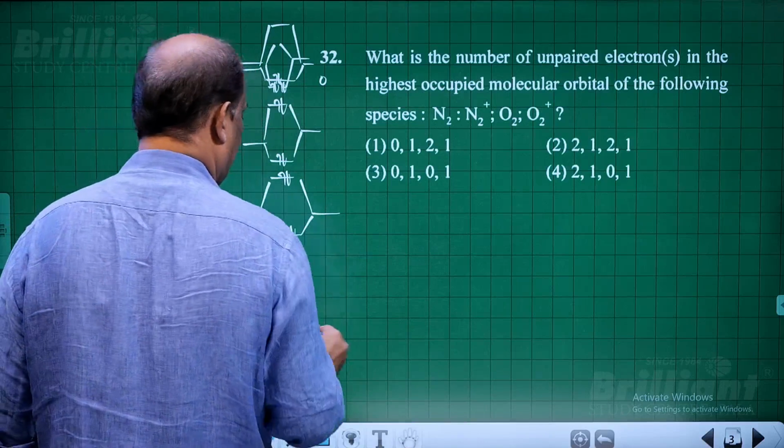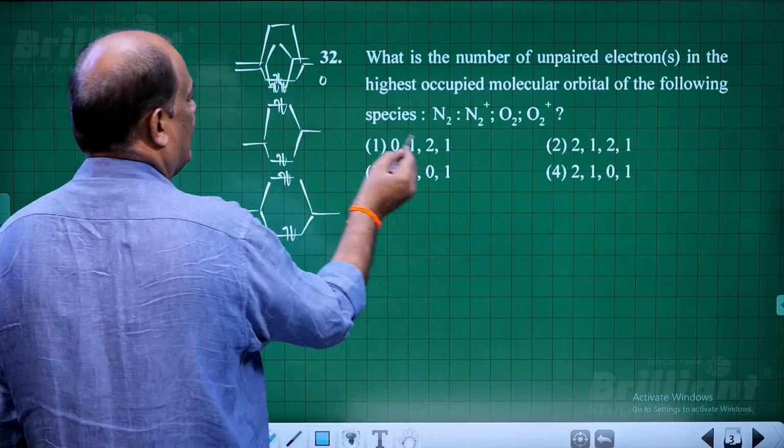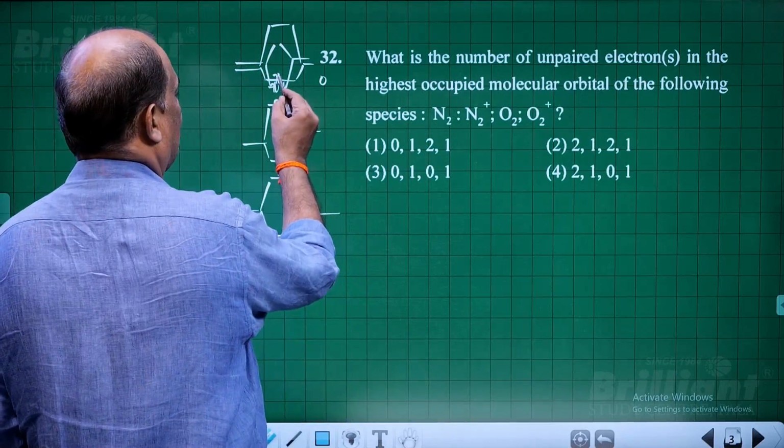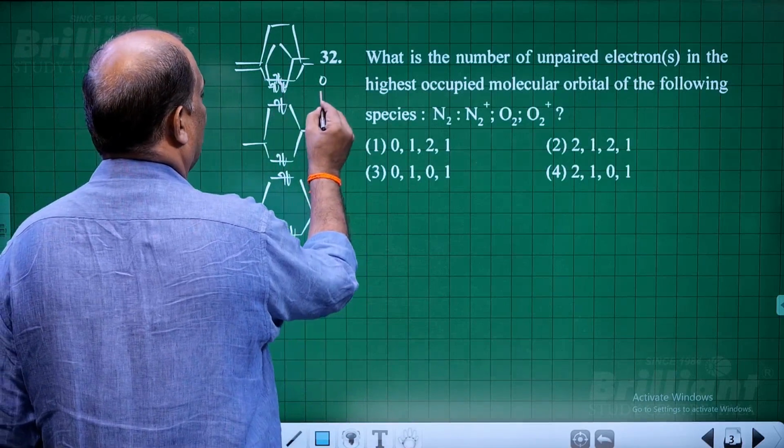N2 plus. N2 plus, that is what? N2 plus means generally 1 electron is removed. Then definitely what? 1.